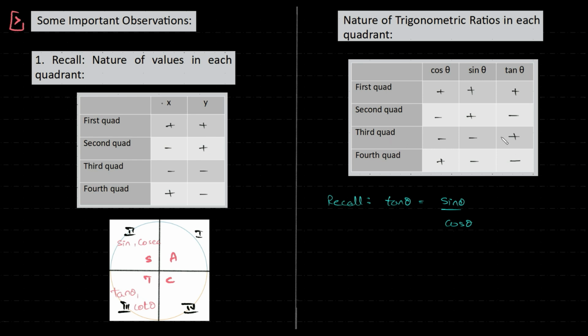Third quadrant, T stands for, yes, tan and cot are positive in our third quadrant, right? Third quadrant, tan is positive. And in the fourth quadrant, what is positive? Yes, cos and sec are positive. Okay, so this is something that you guys have to know. So this is nothing but All Students Take Coffee. That's how you can remember.